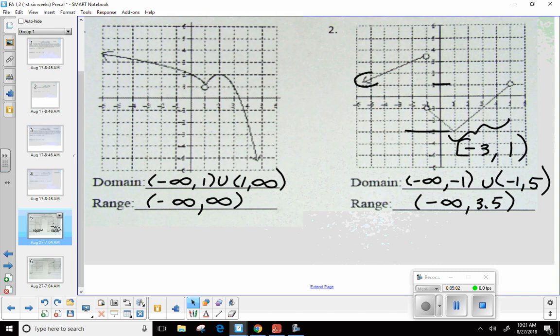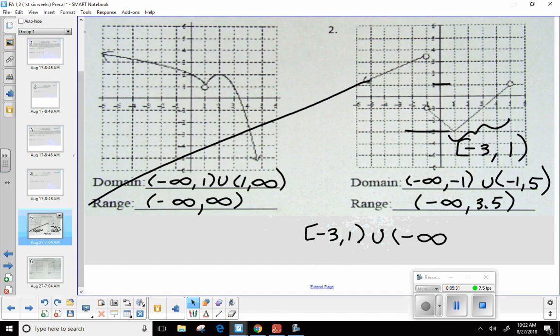Okay. What's this arrow telling me? That it's going to just continue forever, right? Okay. Well, if you're looking visually, you can see that this graph kind of absorbs the other one. So all these y values are already taken care of for this other branch. And even if you didn't notice that, let's say you put them right next to each other. So you said -3 to 1 union negative infinity to 3.5.